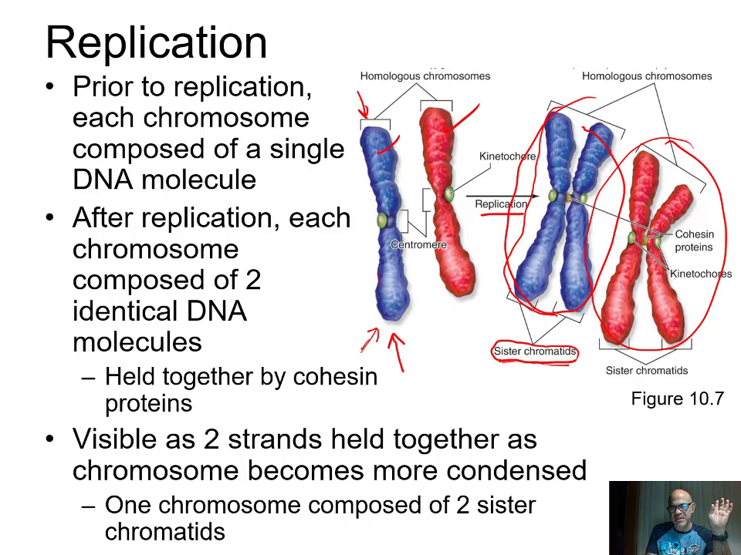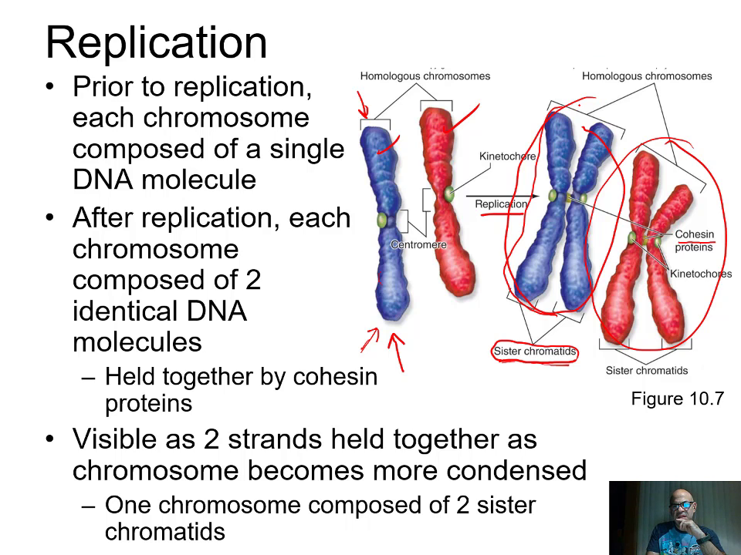And what's going to happen here is the two sister chromatids are going to be held together by, I talked about condensins to help coil up these chromosomes into this more structured, highly condensed DNA. There's going to be another group of proteins called cohesin proteins. And the cohesin proteins are going to be what help hold the two sister chromatids together. And they're going to be held together there until the two sister chromatids get pulled apart.